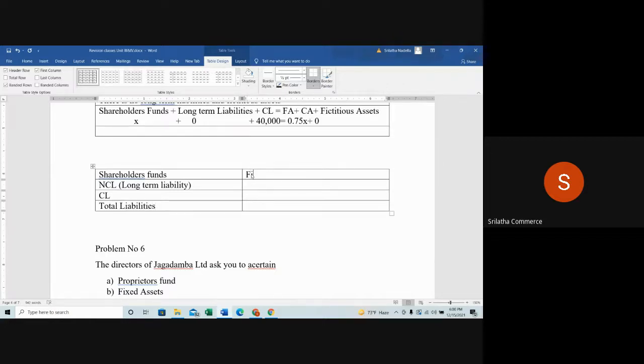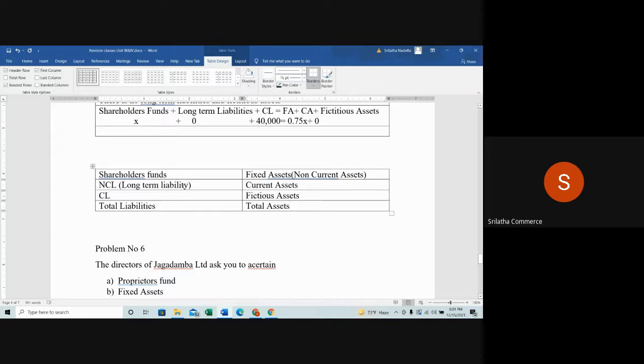On the asset side, what do you have? All your non-current assets, that is your fixed assets, then all your investments. Then you have current assets. Fictitious assets also sometimes, if he gives. It is not compulsory. Fictitious assets, where you get total assets.